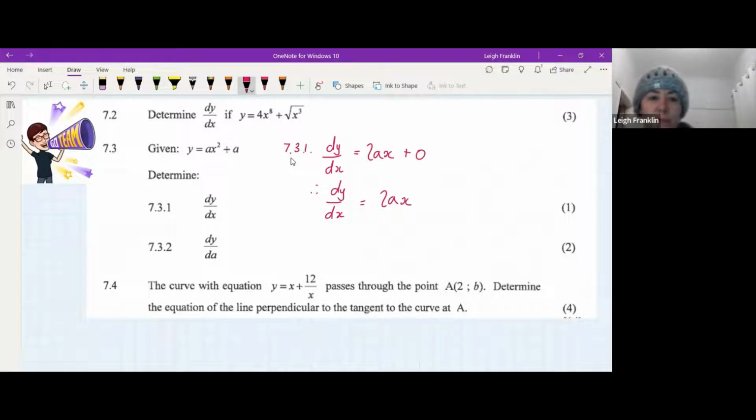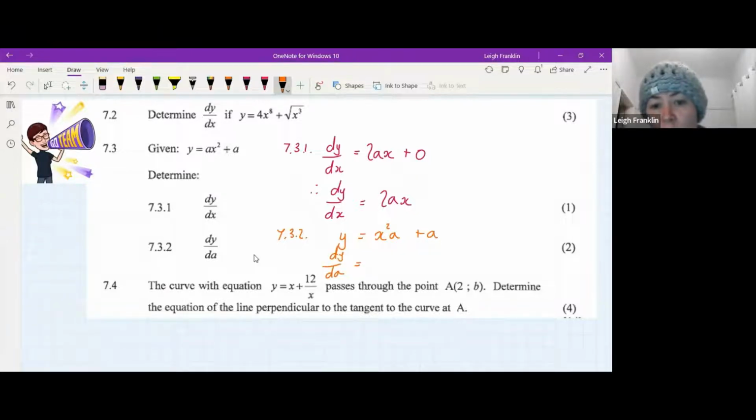Okay, matrix. Then in 7.3.2, they want you to differentiate y with respect to a. If you want to, you could reorder it. It's not necessary, but you can write the x squared in front of the a, plus a like that. And now when you do dy over da, you're going to differentiate.